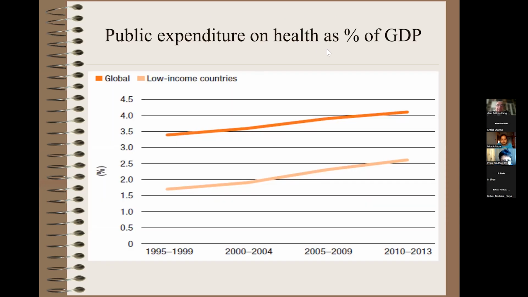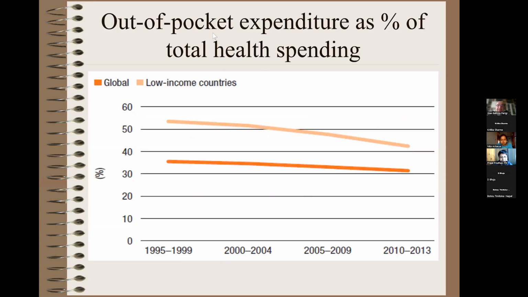Also because the public expenditure as a percentage of the gross domestic product, GDP, is slowly increasing, but is increasing much more in low-income countries. Again, the out-of-pocket expenditure is much higher, 40% of the total, the personal expenditure versus the government expenditure.